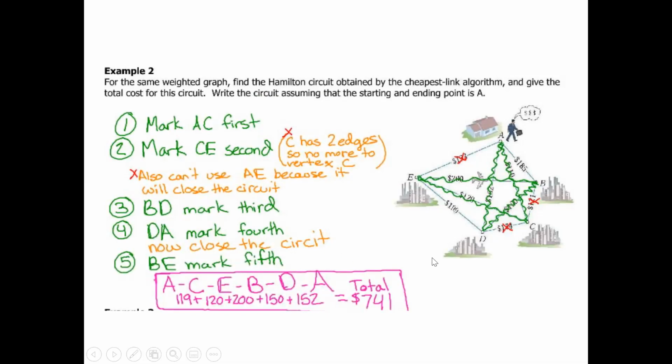So then at this point, your circuit is from E, A, B, C, and D. You can go in any direction you want. You can go to C, A, D, B, E, or B, E, C, A, D. But regardless, when you add up the total weight, your total is 741, which is going to be the cheapest possible path, according to the cheapest link algorithm.